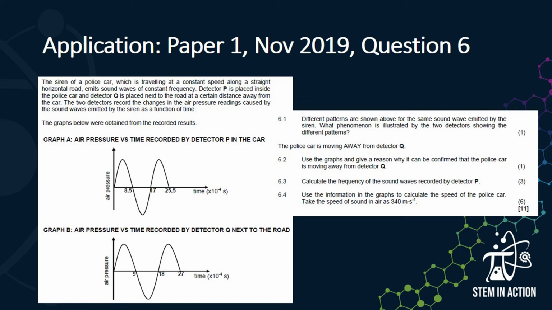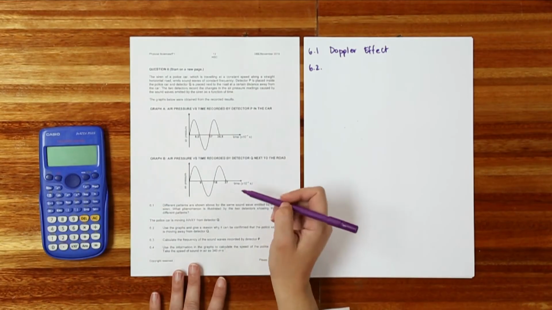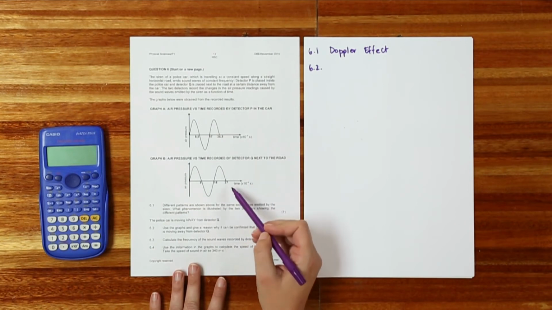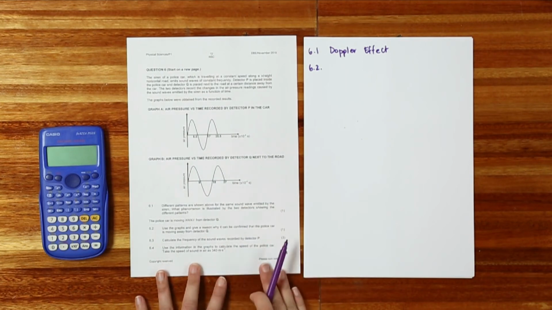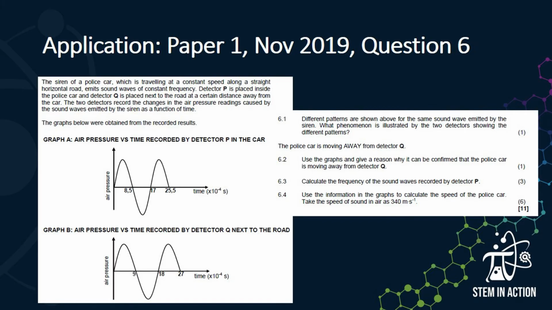Remember that the question says use the graph, so we're not going to talk about frequency because that is not on the graph. We're going to talk about the period, and we can see that the period for detector Q is longer than the period for detector P. Remember, frequency and period are inversely proportional, so a longer period means a lower frequency. If the detector, the listener, is picking up a lower frequency, it means that the source is moving away, therefore confirming what they have said.